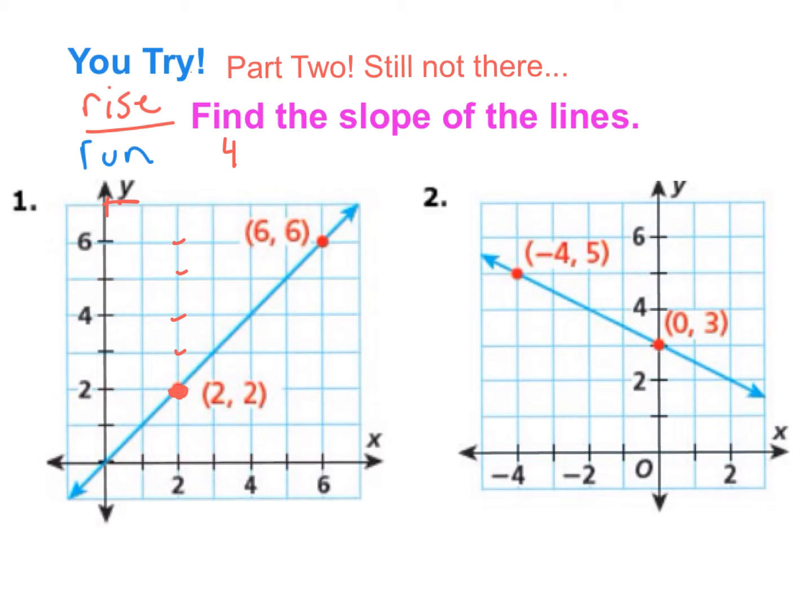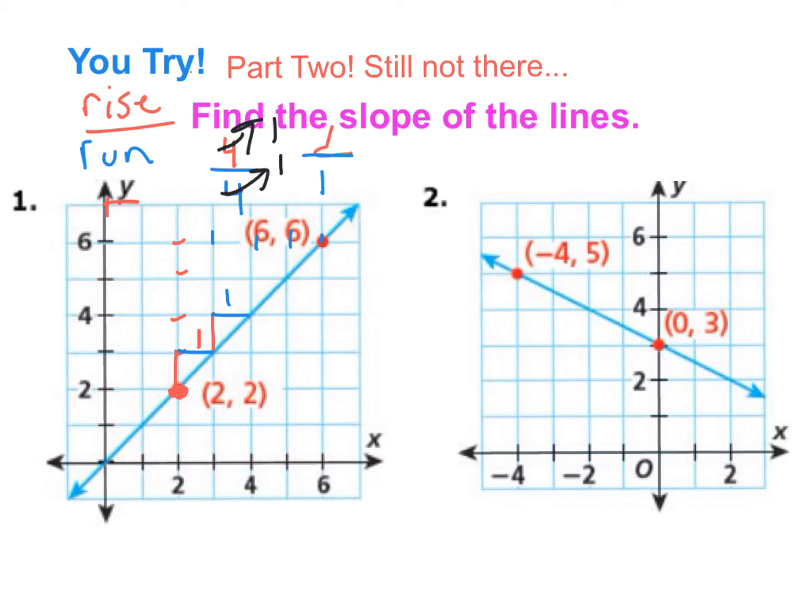Now, how far did I go over? 1, 2, 3, 4. So I went over 4. If we simplify, or divide by the greatest common factor, that would turn to 1, that would turn to 1. And so our slope now is 1 to 1. So for every 1 box I rise, I move over 1 box. And that gives us our staircase of 1 to 1.